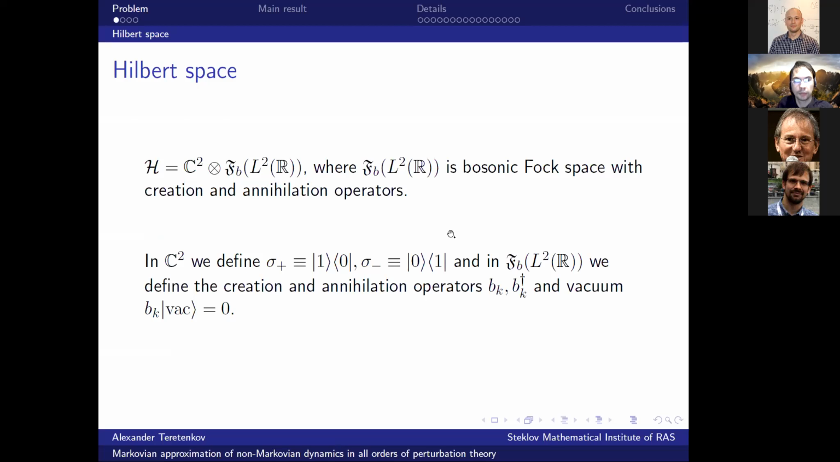So first of all, I consider the Hilbert space of the two-level system and the usual bosonic Fock reservoir. So I define sigma plus and sigma minus, the usual operators in C2, and I have the usual definition of creation and annihilation operators dependent on the momentum, with the vacuum state, which I will denote by the VAC ket vector.